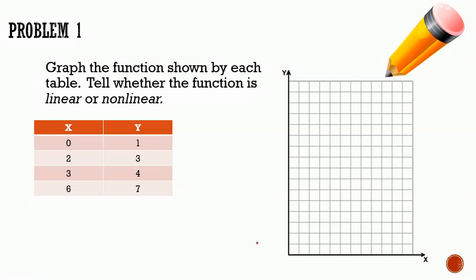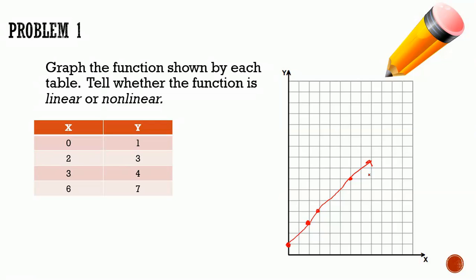What about this graph? I need to tell by the table, I want to graph it, see if its function is linear or nonlinear. So my ordered pair is 0, 1. So 0, 1, that would be my ordered pair right there. 2, 3, right there, because remember, you graph x's first and then y's. Then 3, 4, and then 6, 7. So now I'm going to connect my dots here to the best of my ability. There we go. Now, is that a linear function?